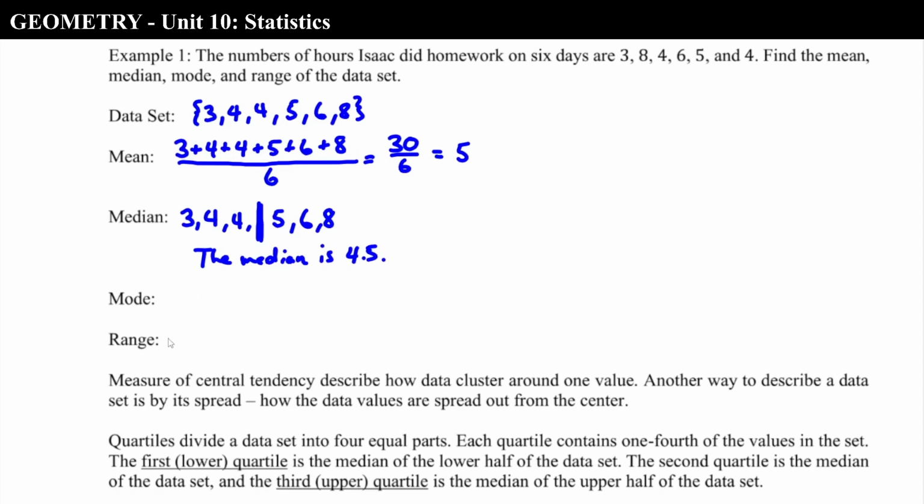The mode is the value that occurs most often. We have 2 4s here, so our mode is 4. And then the range is our largest value, which is 8, minus our smallest value, 3. So our range is 5.